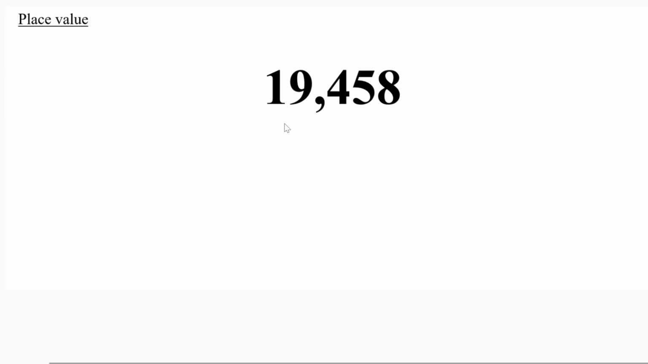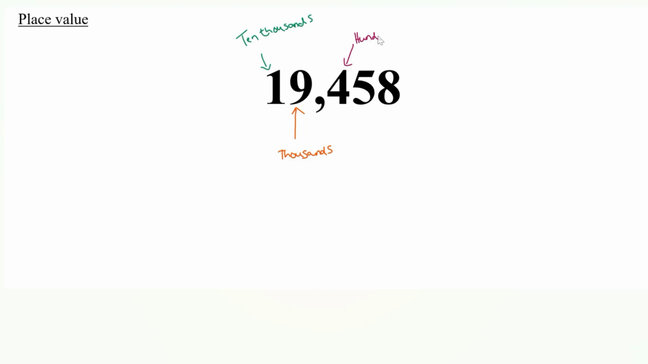Now, we can split this number and label each of the digits. So if we do that, there will be 10,000s. This will be thousands. This 4 will come under the hundreds. Five will come under tens. And this last digit here, 8, will come under ones.